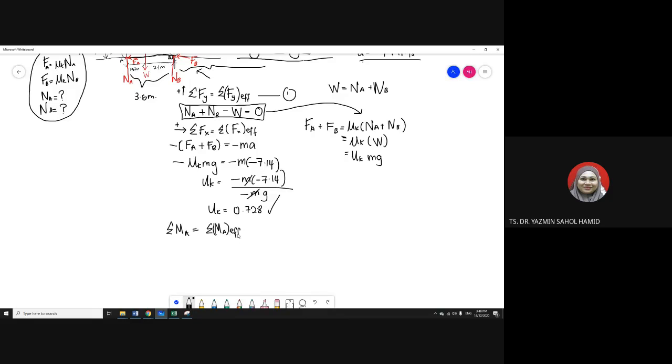Effective. Same as this. This also gets marks, don't forget to do it. All of these get marks. Okay, M A equals to summation forces M A effective. Okay, now, when we take moment, we can assume clockwise to be positive or anti-clockwise to be positive. It doesn't matter, you get the same answer. Okay, so now let's assume anti-clockwise to be positive.